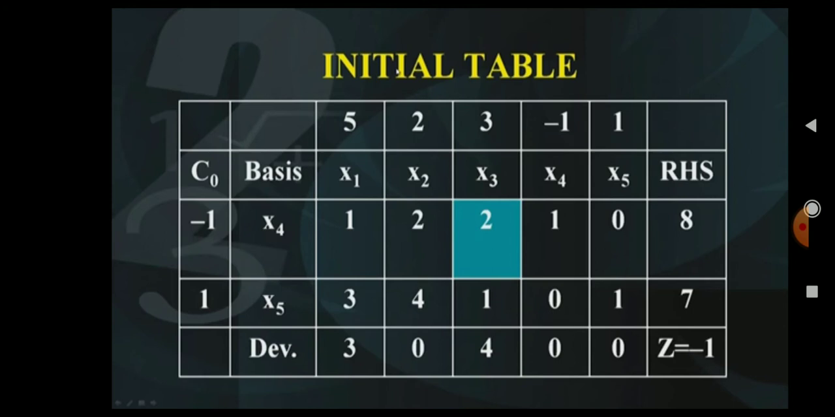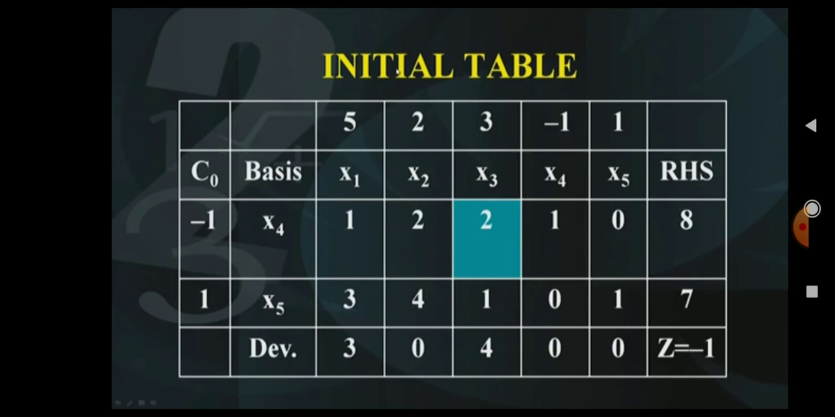Now you can calculate here. If you take x4 and x5 as basic variables and the remaining are 0, then the values are x4 equal to 8 and x5 equal to 7, and in that case the objective function will be -1 into 8. So that is z equal to cx, so -1 into 8 and 1 into 7. If you add them, it will be -1.